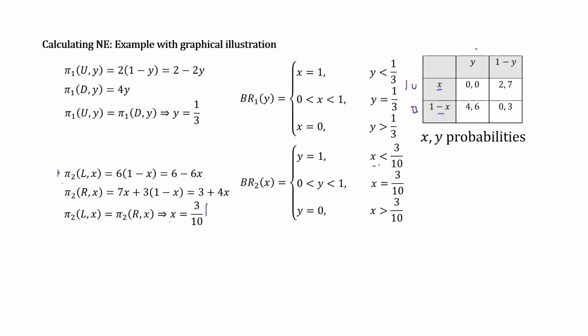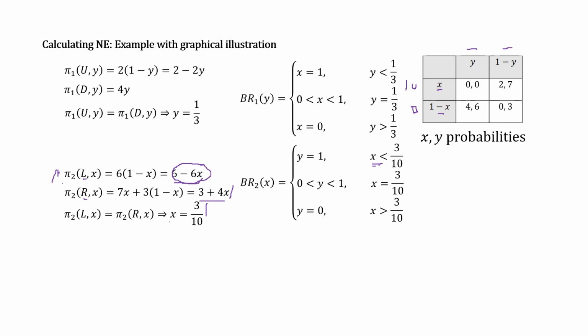When agent 2 plays left, the payoff is, we saw before, 6 minus 6x. And when agent 2 plays right, the payoff is 3 plus 4x. And since x is less than 3/10, this is more than this. So 6 minus 6x is more than 3 plus 4x. Playing left yields a better payoff than playing right from agent 2's perspective. Therefore, agent 2 should always pick left.